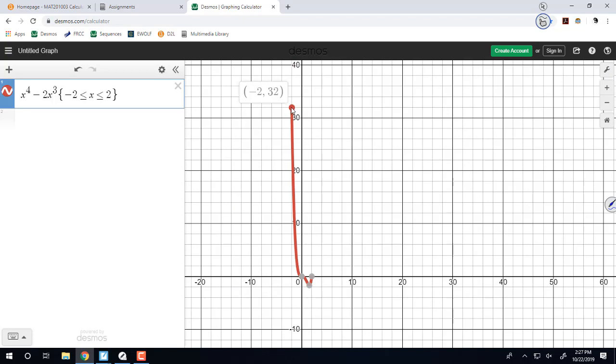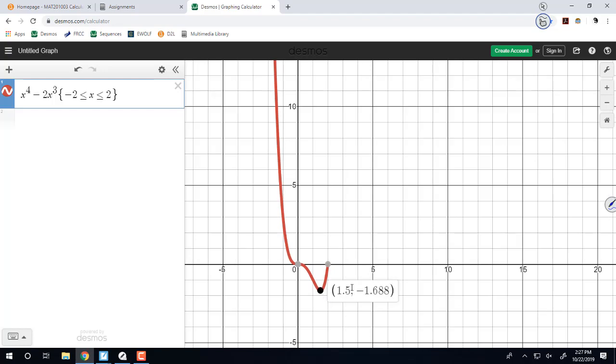So there's the maximum value, 32, and the minimum value here at negative 27 over 16.